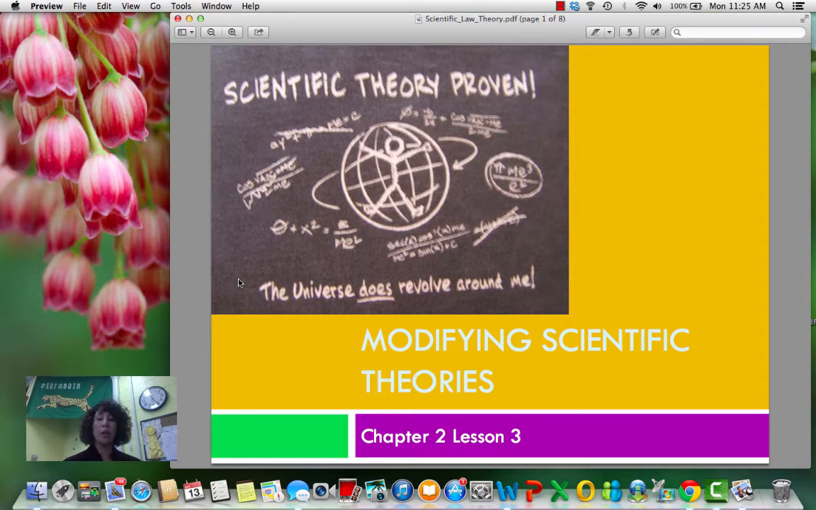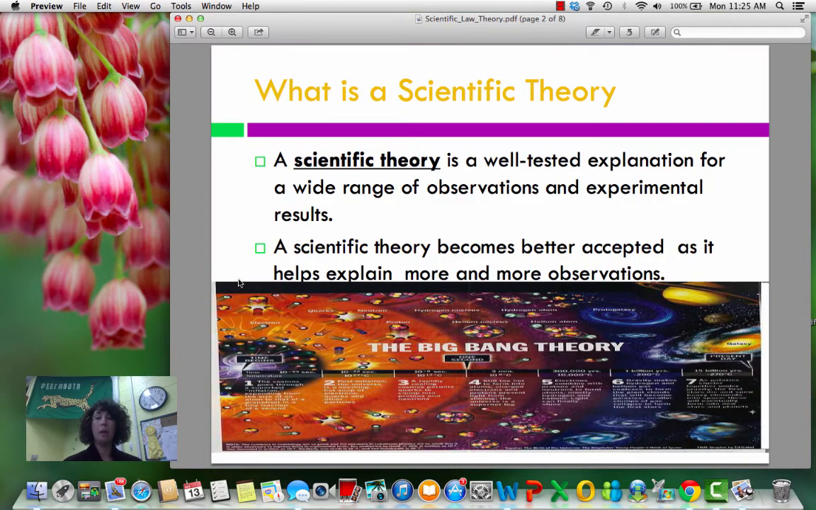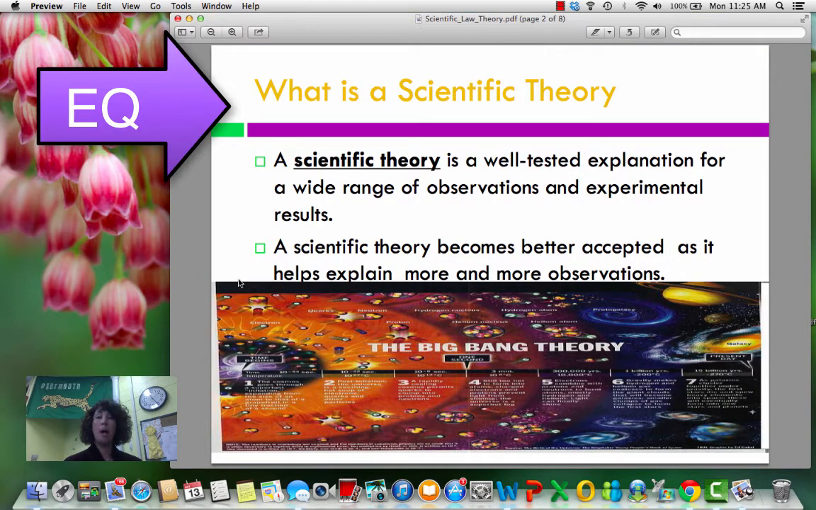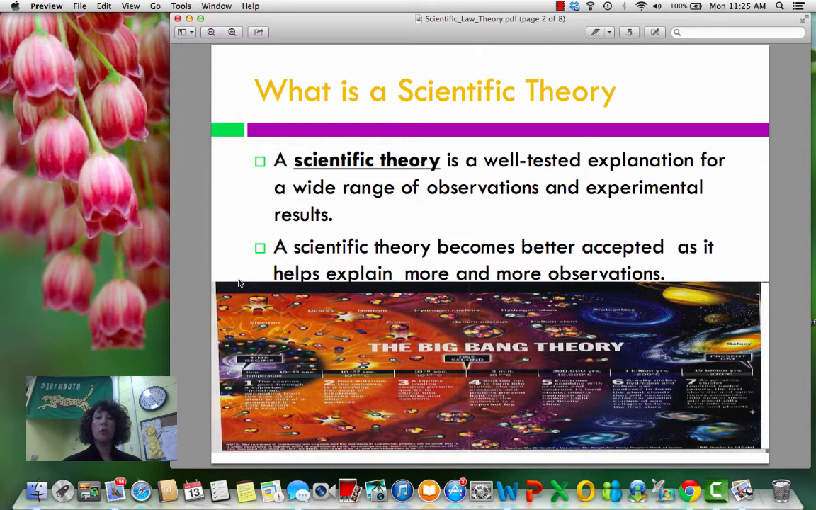Okay, so let's get started. Let's talk about scientific theories and scientific laws. Remember, you want to set up your paper in Cornell Notes in your IAN. Make sure that you have our essential question: What is a scientific theory and what is a scientific law?